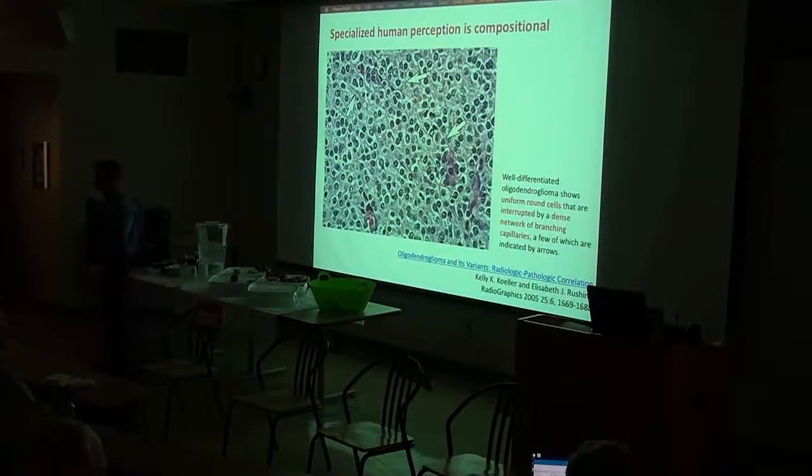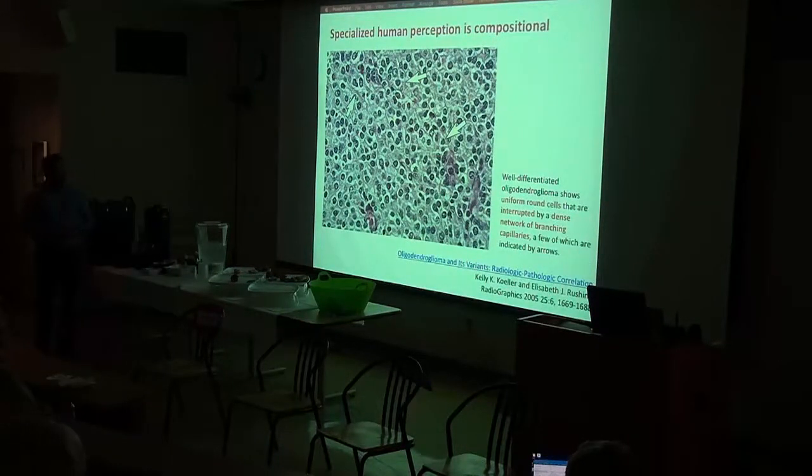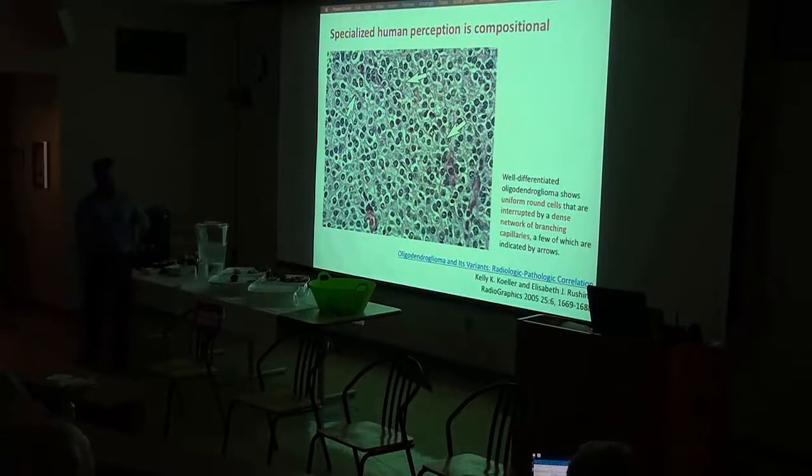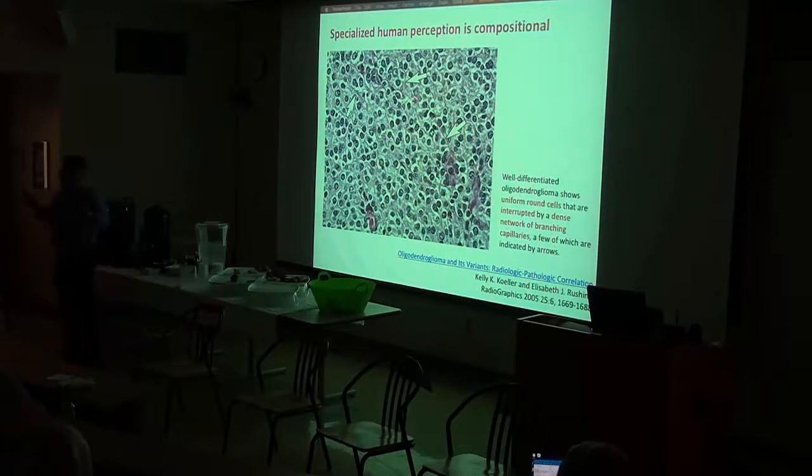When we talk about specialized human perception, like here, I decided to show you this text. This is from a textbook for pathology in order to identify the type of tumor that my imaginary patient had. So let's take a look here. It says that well-differentiated oligodendrogliomas show uniform round cells. So here you have uniform round cells that are interrupted by a dense network of branching capillaries. And they show with the arrows what they mean by those networks of branching capillaries. So for me, I cannot perceive that because my knowledge is not specialized, but for someone in the pathology department, probably this makes a lot of sense.